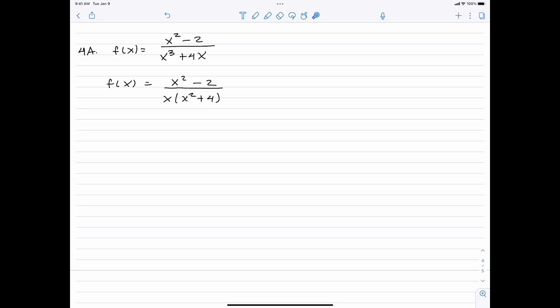So all I can say is there is a non-removable discontinuity at x equals 0. I can't cross it out from top and bottom.